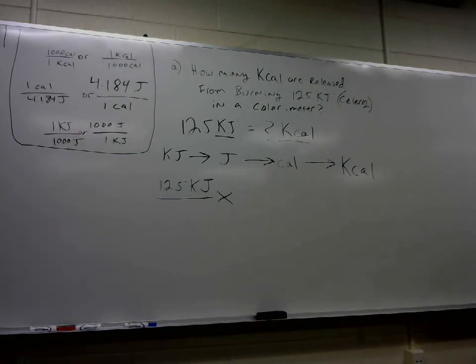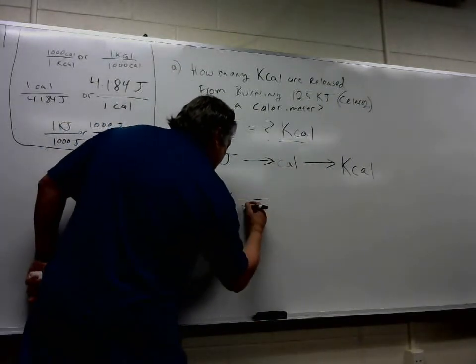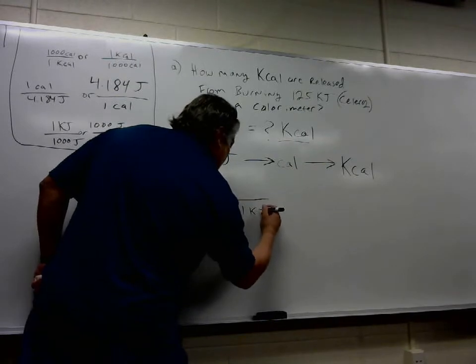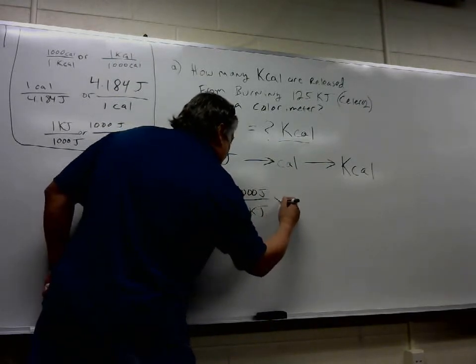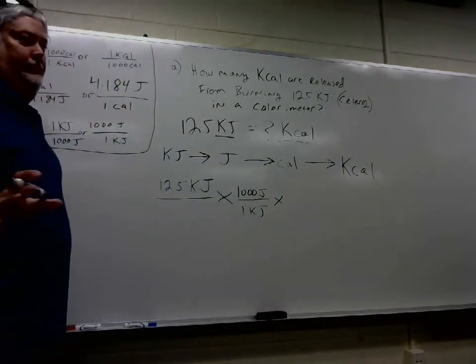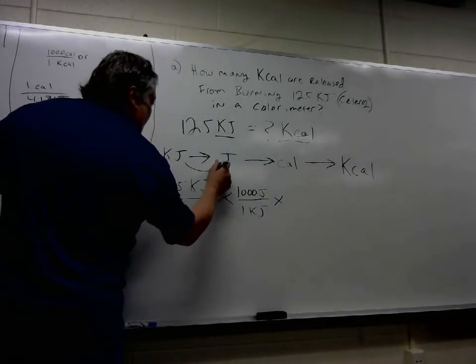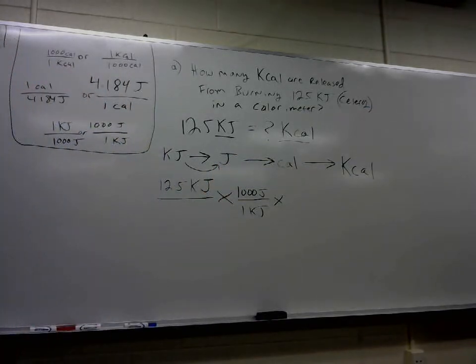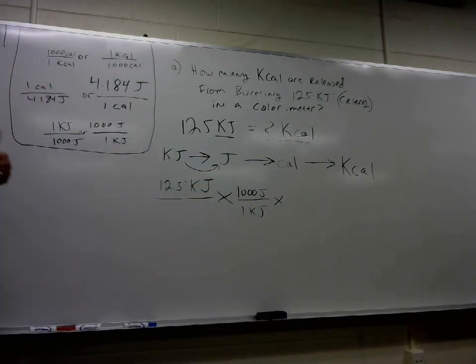So kilojoules are going to go on the top or the bottom? Bottom, because you're trying to get out of kilojoules and into joules. I know this seems redundant or whatever you want to call it. When you put that conversion factor in, make yourself an arrow. That lets you know I've gone from here to here, and you can visually double check that's where I'm at.